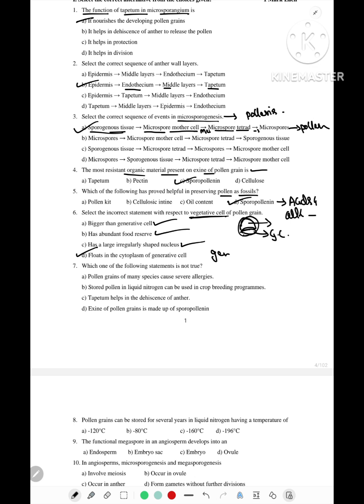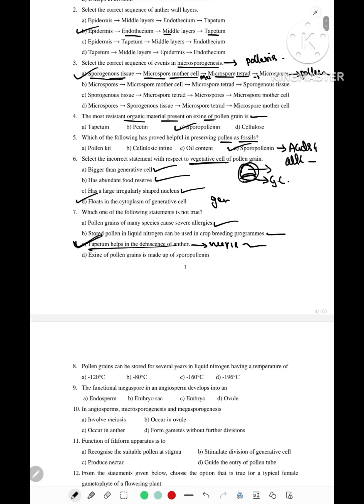Pollen grains of many species cause severe allergies, correct. Stored pollen in liquid nitrogen can be used in crop breeding programs, correct. Tapetum helps in dehiscence of anther. It helps in nourishment of pollen grains. So this is the wrong statement. Exine of pollen grain is made up of sporopollenin, that's also correct. But the statement which is wrong is that tapetum helps in the dehiscence of anther.